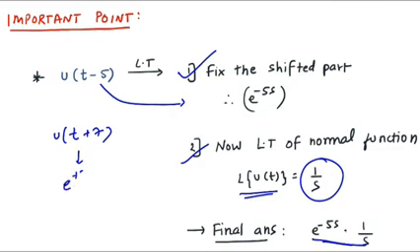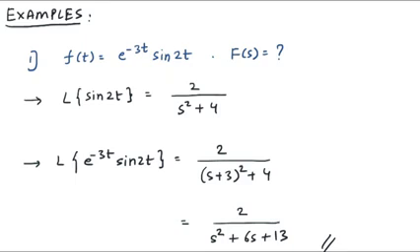So e raised to plus 7s into Laplace of u of t would be 1 over s. So this is the final answer. Let us see some examples on the shifting property.